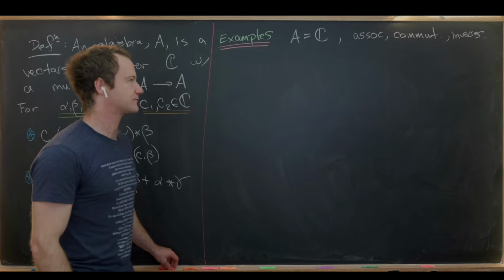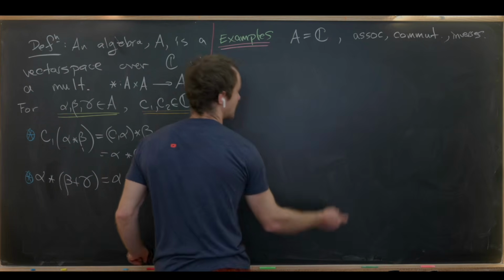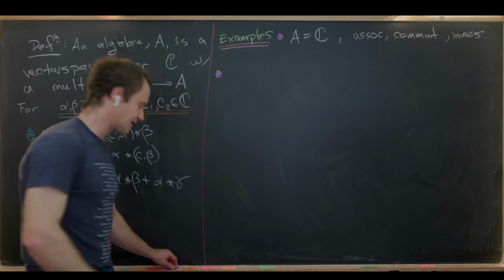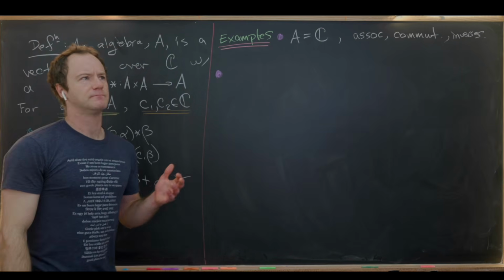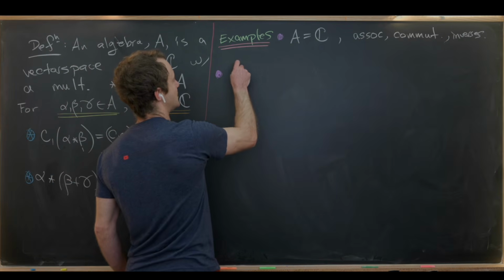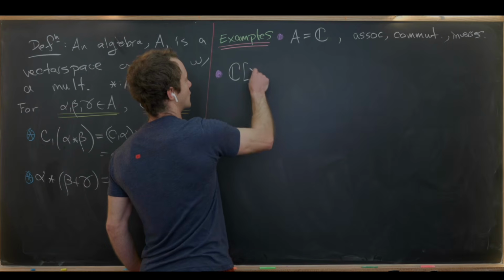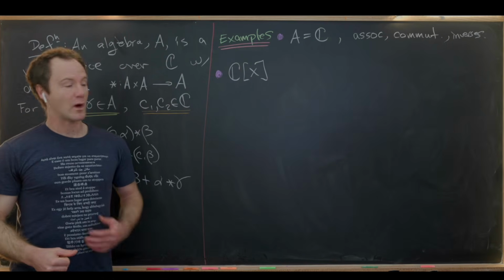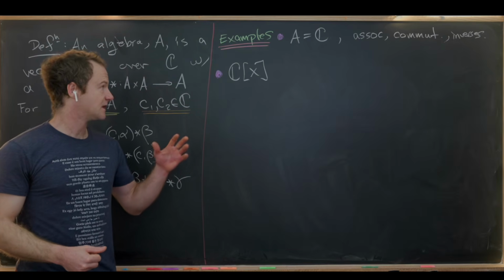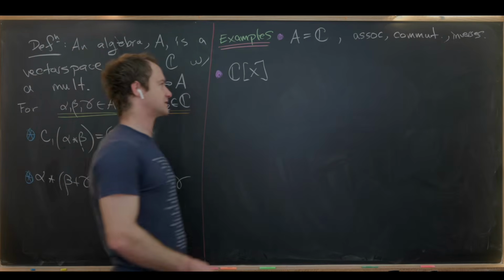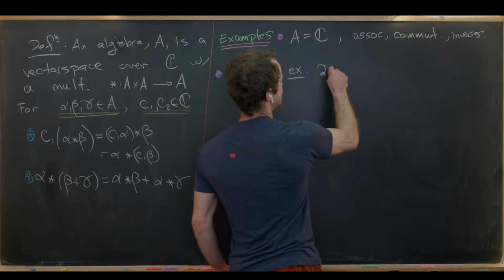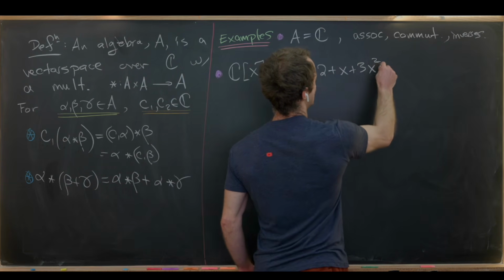So this isn't super interesting, but maybe we could push this up a little bit and make it a little more interesting by looking at the classic example of a commutative and associative algebra, and that would be the polynomials, where complex numbers are the coefficients. So these are polynomials in variable x, and the coefficients are complex numbers. And so some examples of things in here would be 2 plus x plus 3x squared.